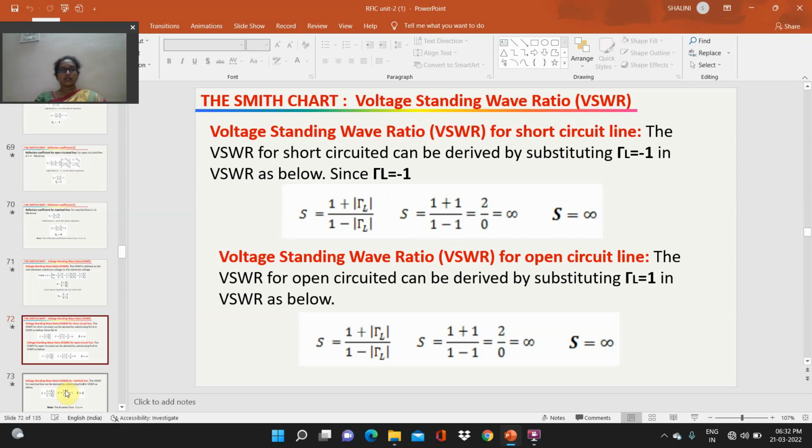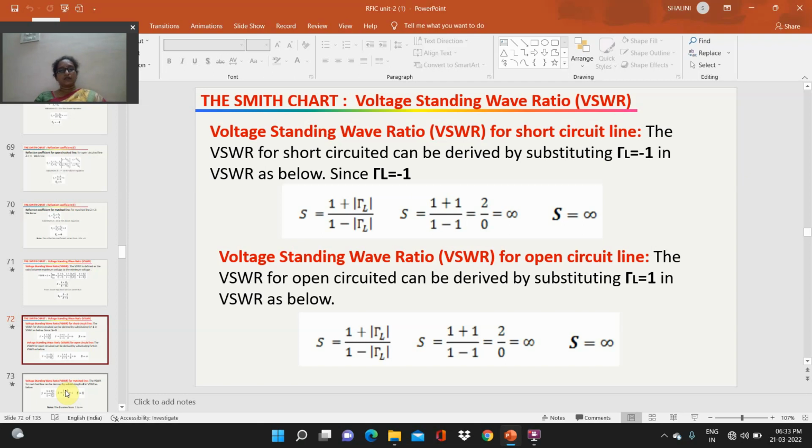Voltage standing wave ratio for short circuit elements, that is, the VSWR for short circuited line, can be derived by substituting gamma L is equal to minus 1 in the VSWR equation. Here S is equal to (1 plus gamma L) by (1 minus gamma L). So S is equal to (1 plus 1) by (1 minus 1), that is equal to 2 by 0, which is equal to infinity. S is equal to infinity.